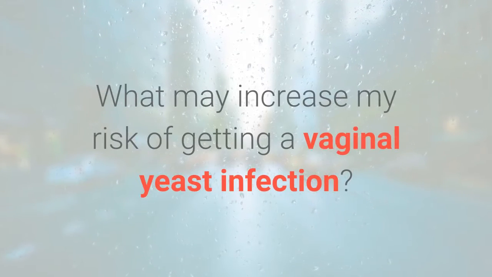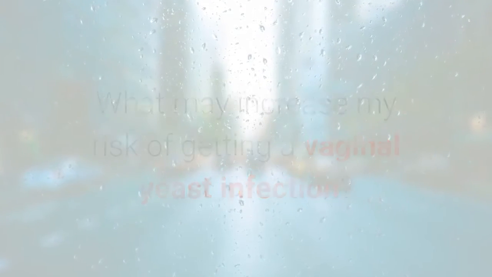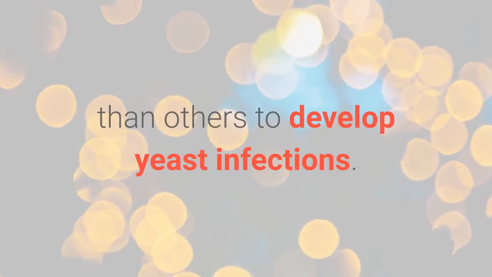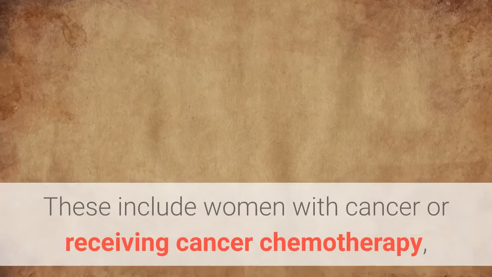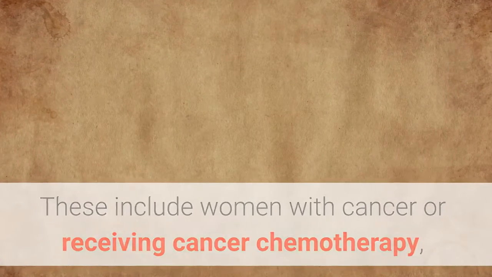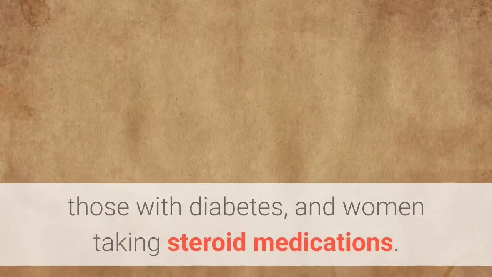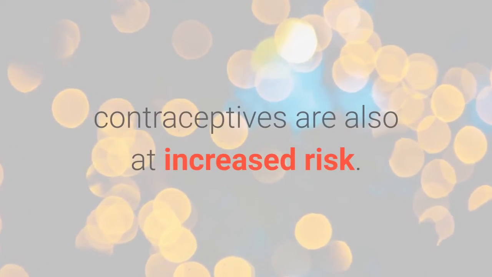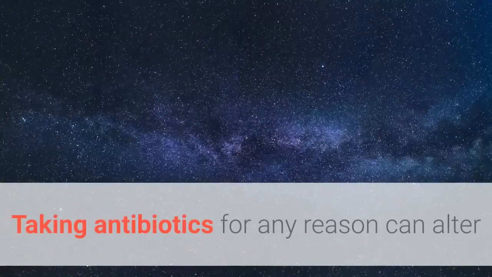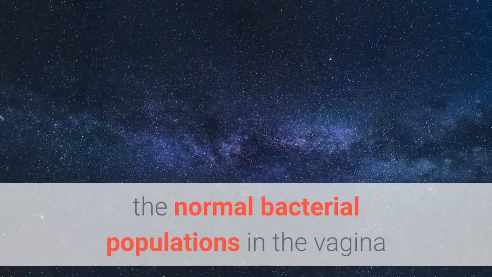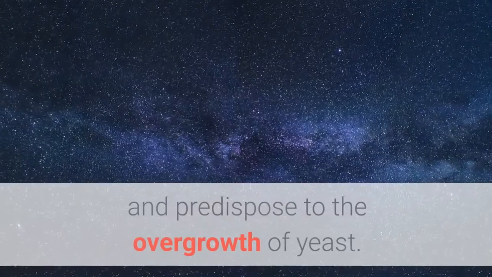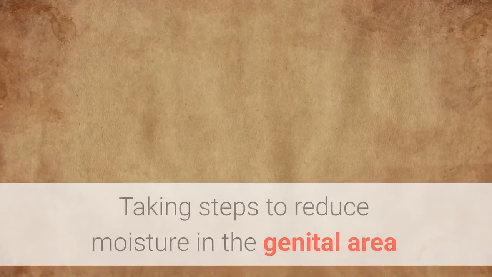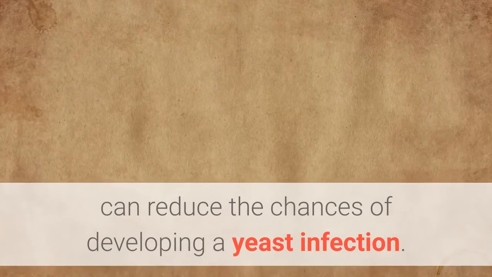What may increase my risk of getting a vaginal yeast infection? Women who have conditions that result in decreased immune function are more likely than others to develop yeast infections. These include women with cancer or receiving cancer chemotherapy, those with diabetes, and women taking steroid medications. Pregnant women and women taking oral contraceptives are also at increased risk. Taking antibiotics for any reason can alter the normal bacterial populations in the vagina and predispose to the overgrowth of yeast. Taking steps to reduce moisture in the genital area can reduce the chances of developing a yeast infection.